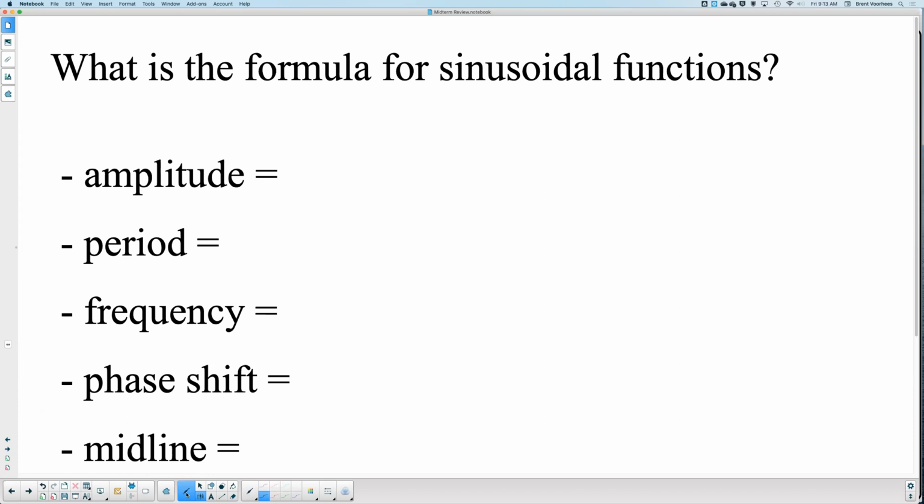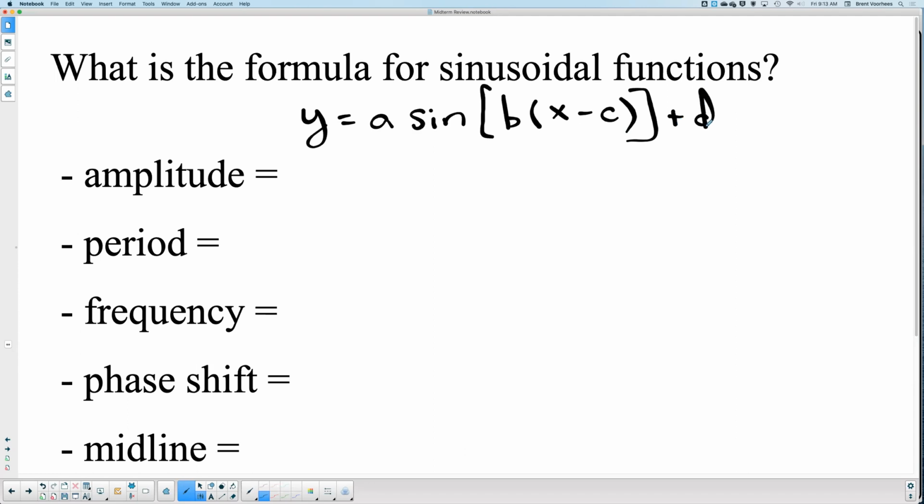So it could be sine or cosine. I'll just do sine here. B. You could do plus. I like to do minus C. Plus C this way, okay? From there, you need to know how to find all these.